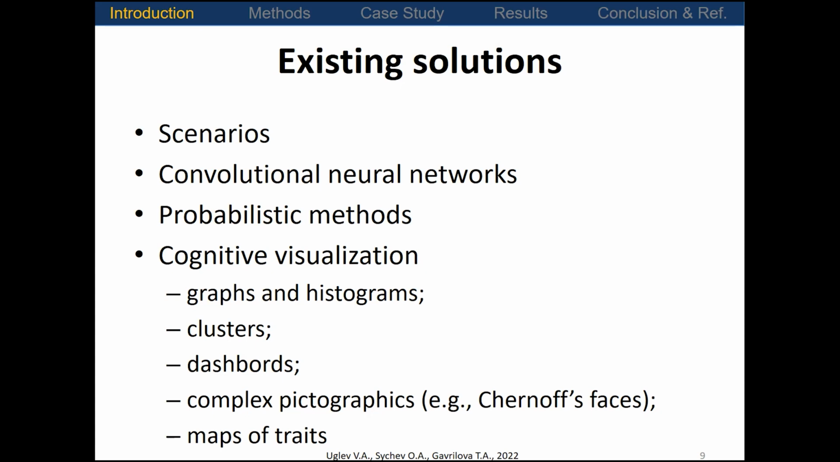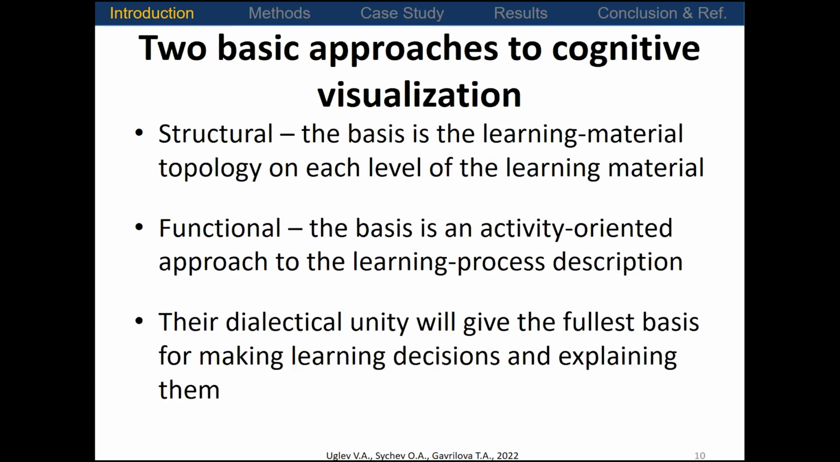When choosing the basis of the cognitive visualization, you can rely on structural or functional approaches. Structural: the basis is the learning material topology on each level in the learning material. Functional: the basis is the activity-oriented approach to the learning process. Their dialectical unity will give the fullest basis for making learning decisions and explaining them.